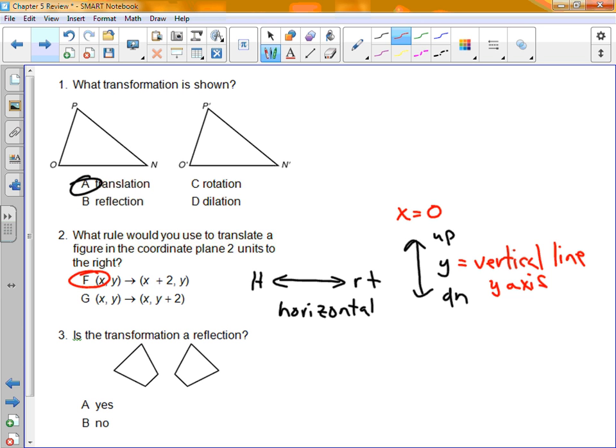Anybody? All right, is the transformation a reflection? Yes. Yeah. Okay, this is a reflection. At first glance, I thought it might have been a turn. I thought it might have been a rotation. But if you look at it, yeah, it's a reflection around that.